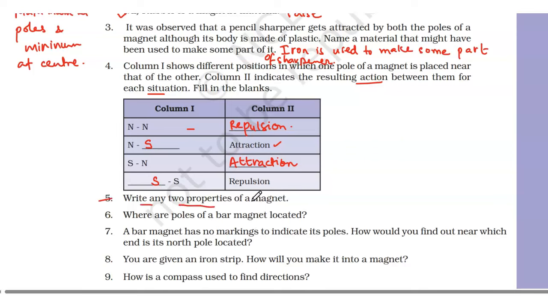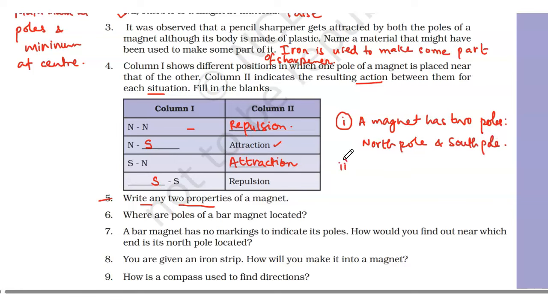Now, let us go to question number 5. Write any two properties of a magnet. So students, can you tell me any two properties of a magnet? The first and the very important and very clear property is a magnet has two poles. How many poles does a magnet have? Two. A magnet has two poles. And what are those two poles? North pole and South Pole.